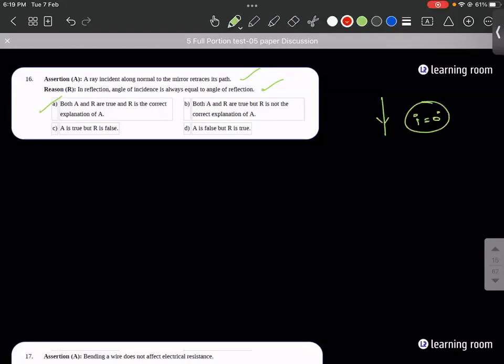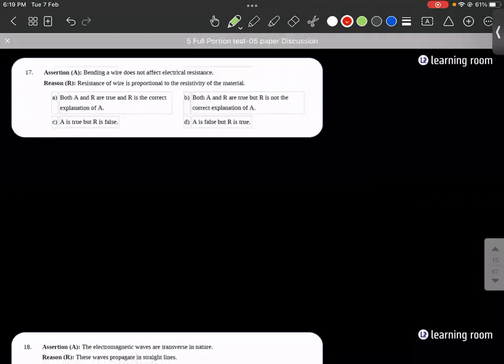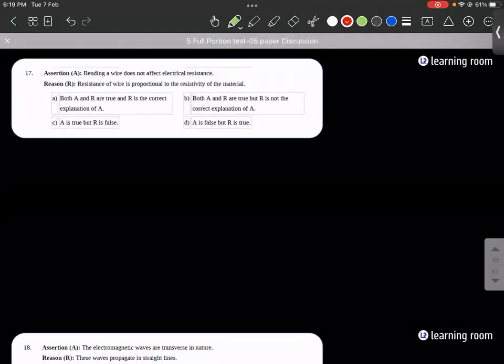0. Yes. Bending of a wire does not affect the electrical resistance, right? Resistance of a wire is proportional to the resistivity of the material, right? But what is the answer for it? B is the answer. Mark it. Yes. 17, B. B is the right answer.